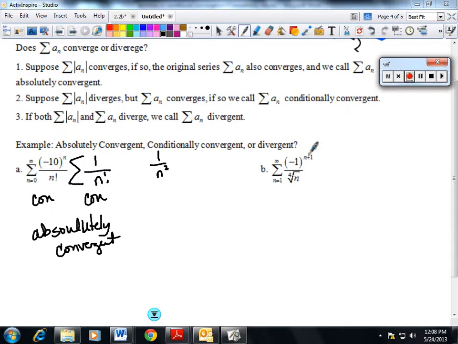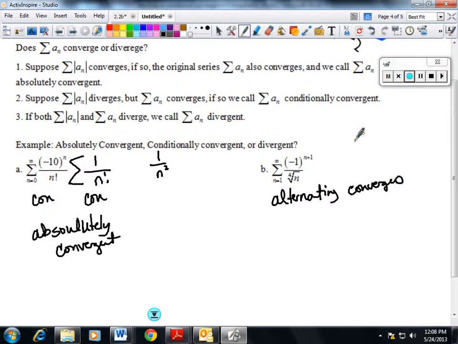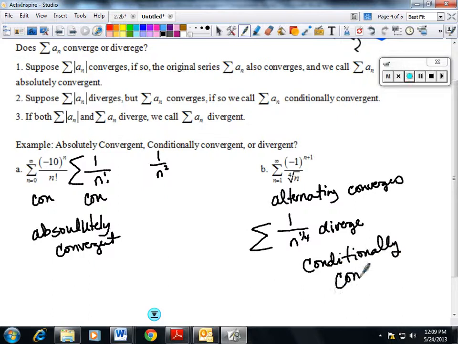This one, the alternating series converges because the limit goes to 0. What if we take away the negative 1 to the n? What about the series 1 over n to the 1/4? Well, this is a p-test. P is less than 1, so that's going to diverge. Because the alternating series converges, but the series, if it's not alternating, diverges, this is said to be conditionally convergent.